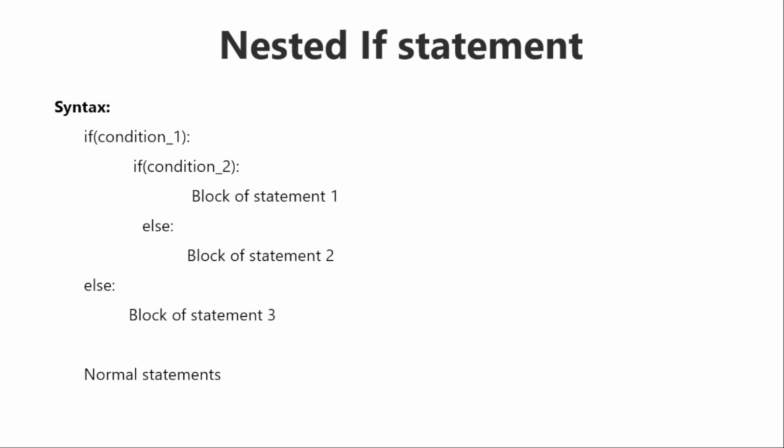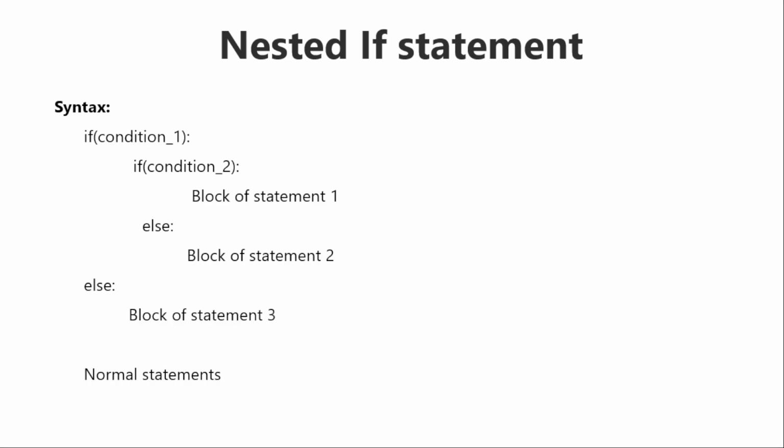Let us move to the fourth conditional statement, which is known as the nested if statement. The syntax for the nested if statement is: if condition 1 evaluates true, then it will check for an internal condition, one more condition, which is nested inside the if condition. So it will check for the second condition too. Even there the evaluation happens.